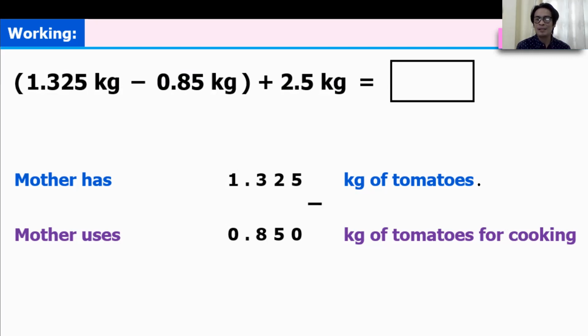What does the word equalize mean? You have to add one more 0 after the digit 5 to equalize the places of the two decimals. Kilograms of tomatoes for cooking. And then you subtract. Full stop. Okay, next.